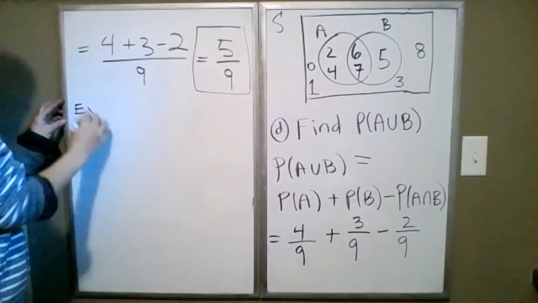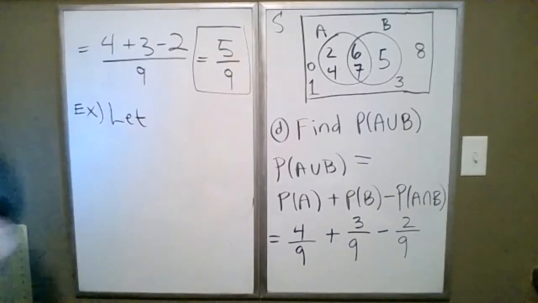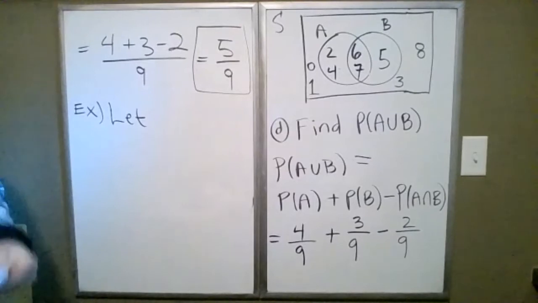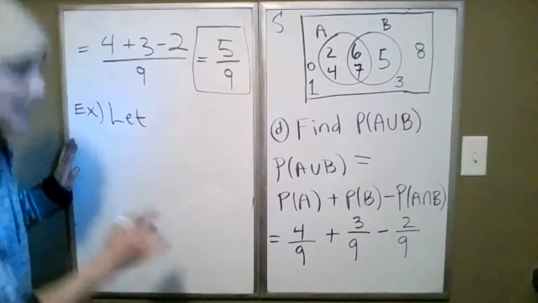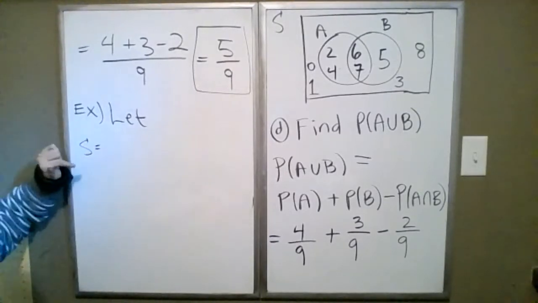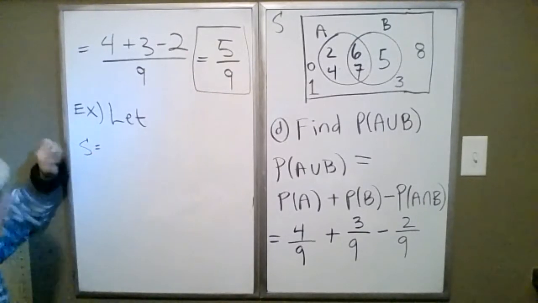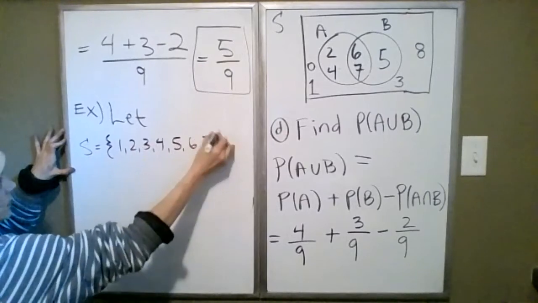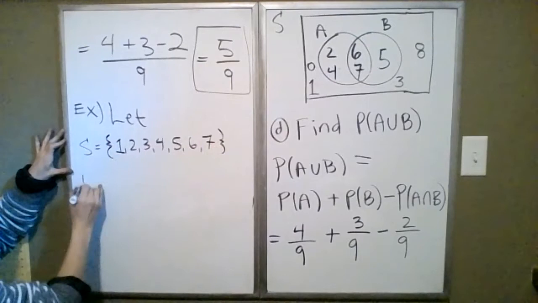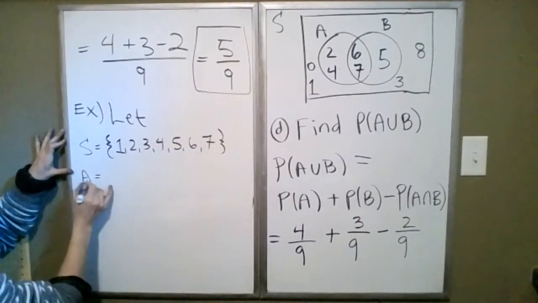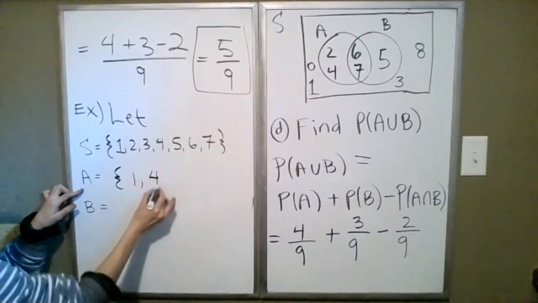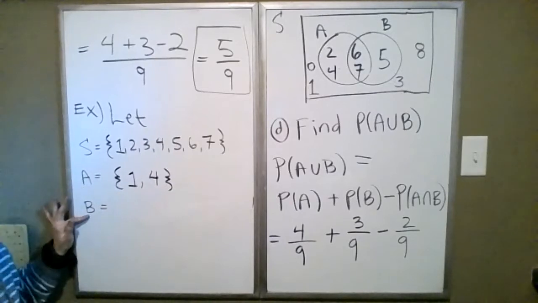Let's do another one. Space S contains 1, 2, 3, 4, 5, 6, 7. A contains 1 and 4. B contains 5.